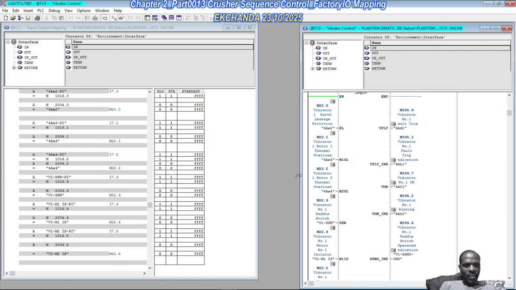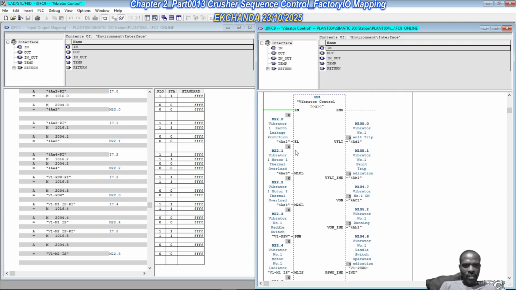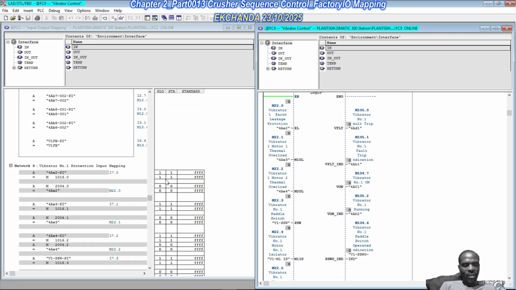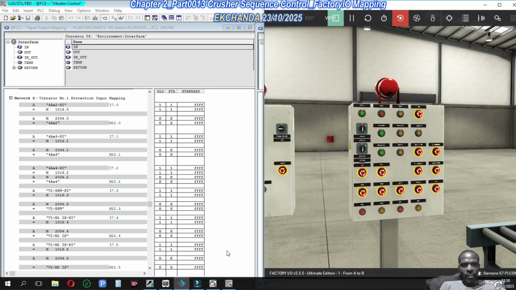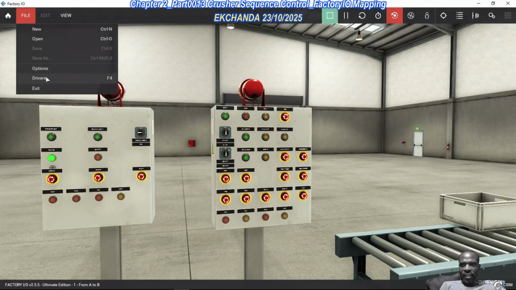Let's look at the thermal overload paddle switch. So this is okay now, because now the paddle switch operated signal state is not on, which is what we expect to be the normal status of operation. So going back to FactoryIO, what else do we need to check? So drivers.